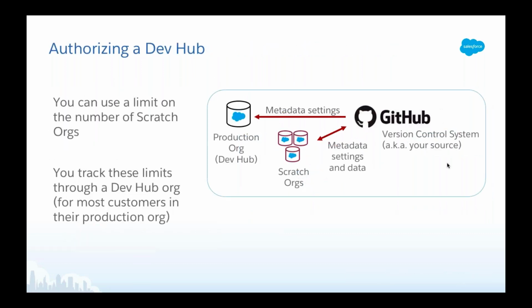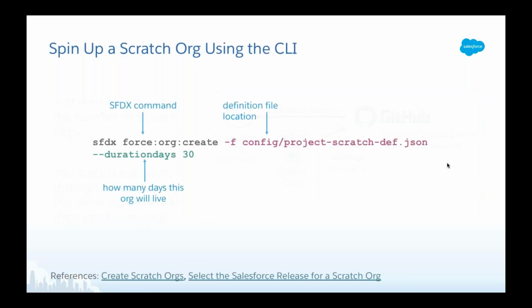So let's talk a little bit about this word dev hub. And Peter's going to show you about dev hubs in a minute. But you need a dev hub because you only get a certain number of active scratch orgs at any given time, and so to keep track of them, you have to have a dev hub. For most people, you turn your production org into a dev hub, and it just installs a couple of objects, and it keeps track of everything for you.